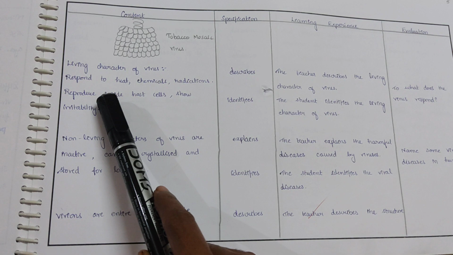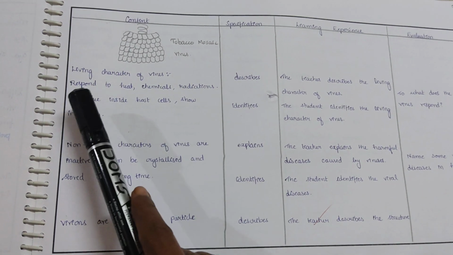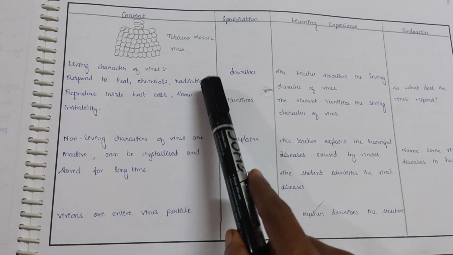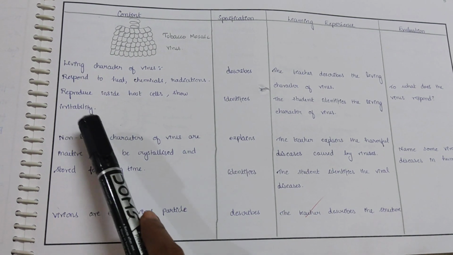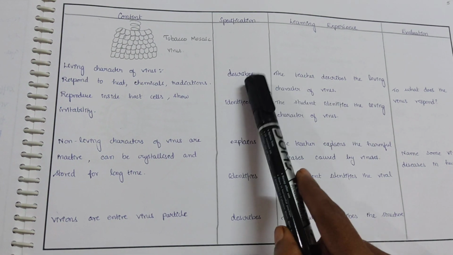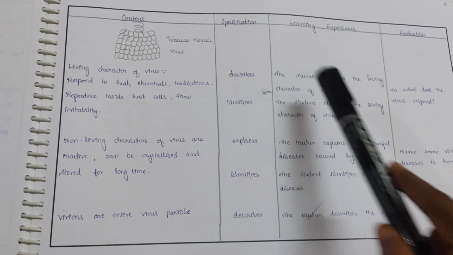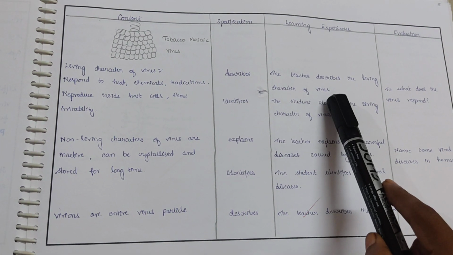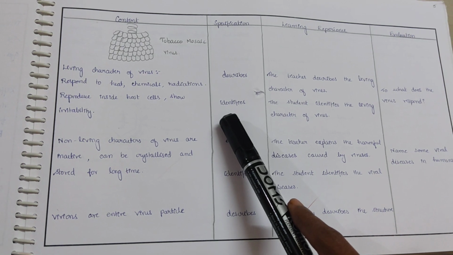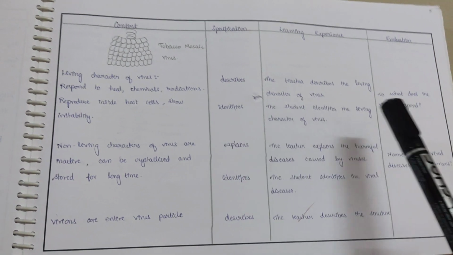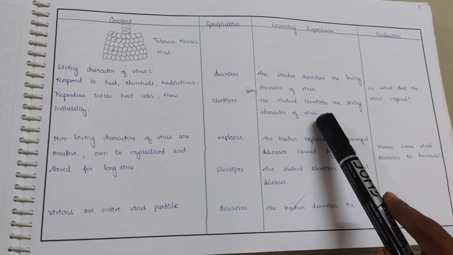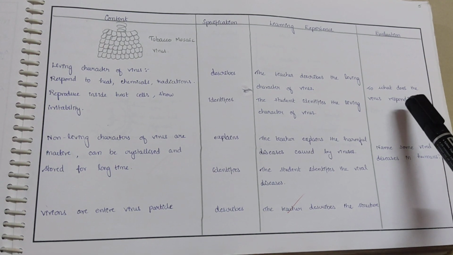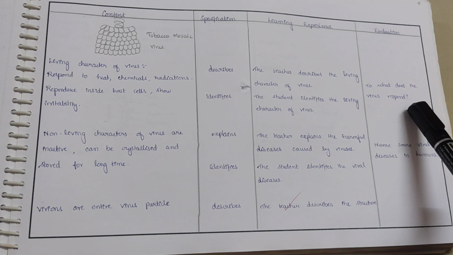Now we are moving on to the living character of virus. Response to heat, chemicals, radiations, reproduce inside host cells, shows irritability. The specification part is: the teacher describes the living character of virus, and what is the student doing? Identifying. The student identifies the living character of virus. Evaluation part is: to what does the virus respond?